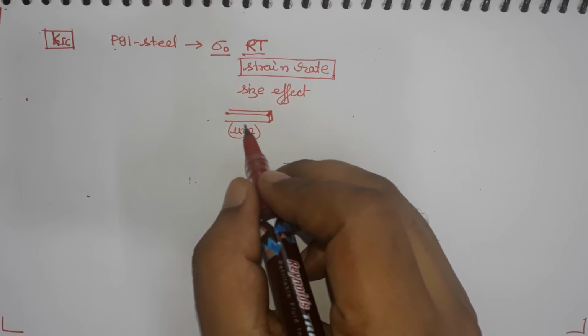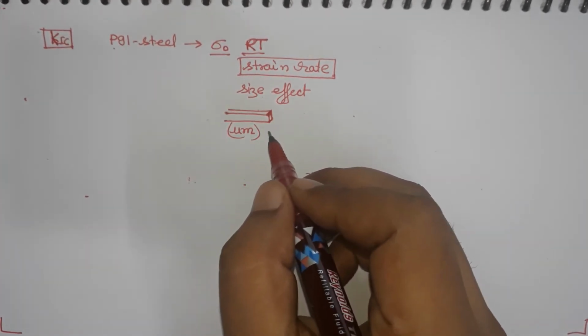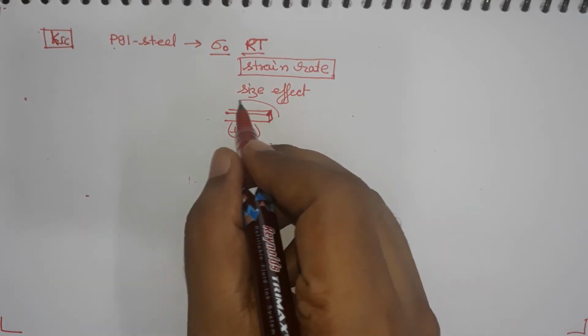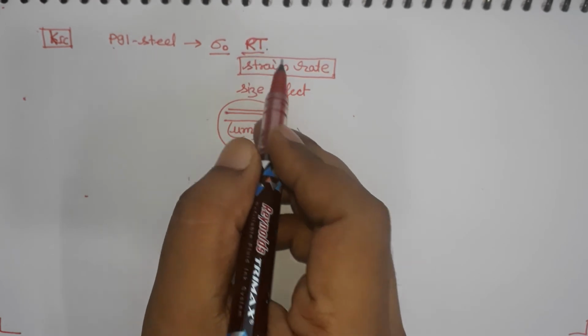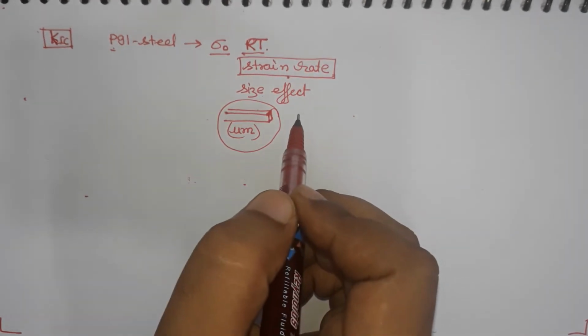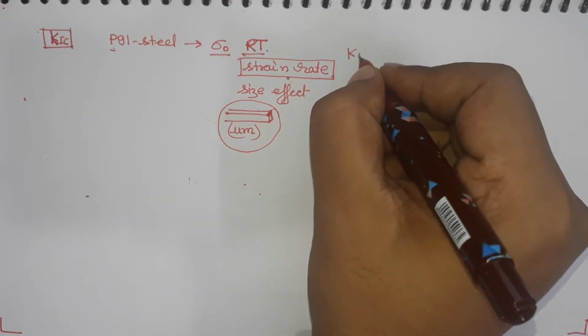Especially in the brittle materials, the property has a lot of size effect inherent in them, and that we have also discussed with the experiment of Leonardo da Vinci. But keeping that aside, we will not have any change in the yield strength as long as we are testing at room temperature at the constant strain rate for P91 grade of steel, and that will be true also for K1C.